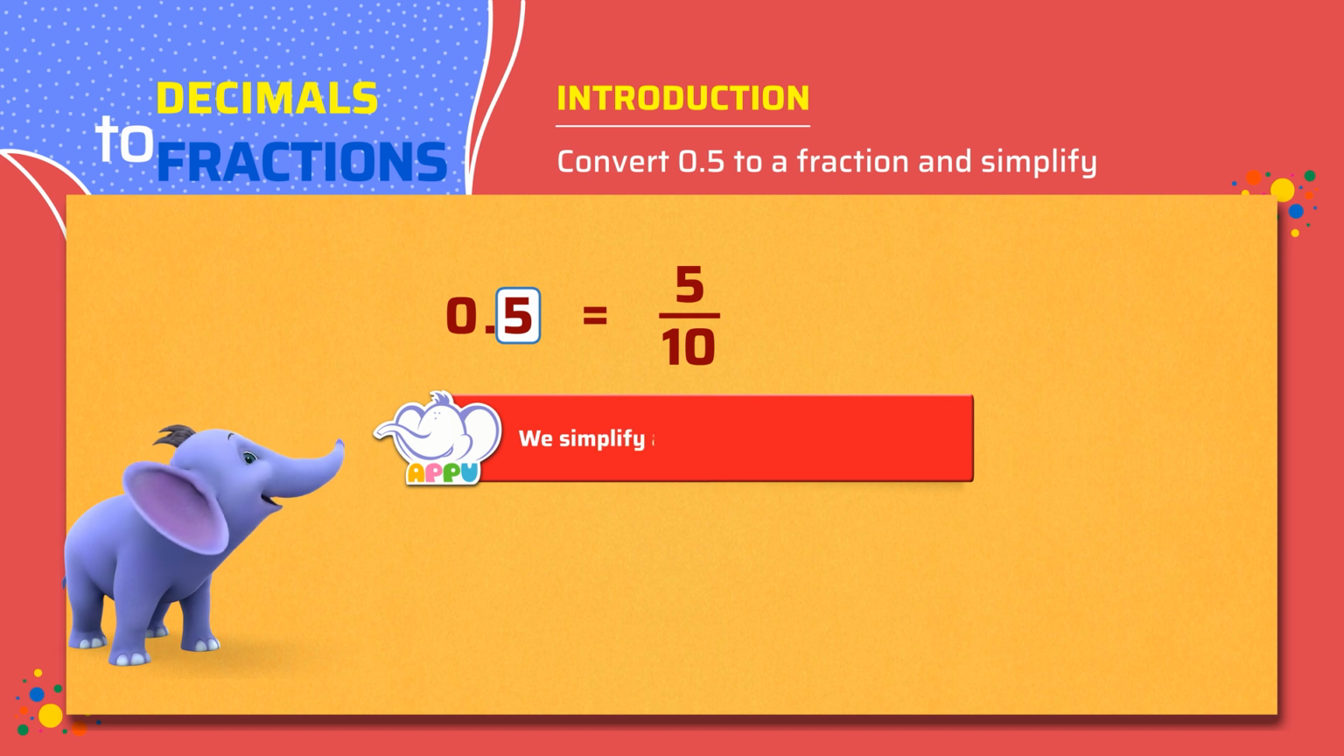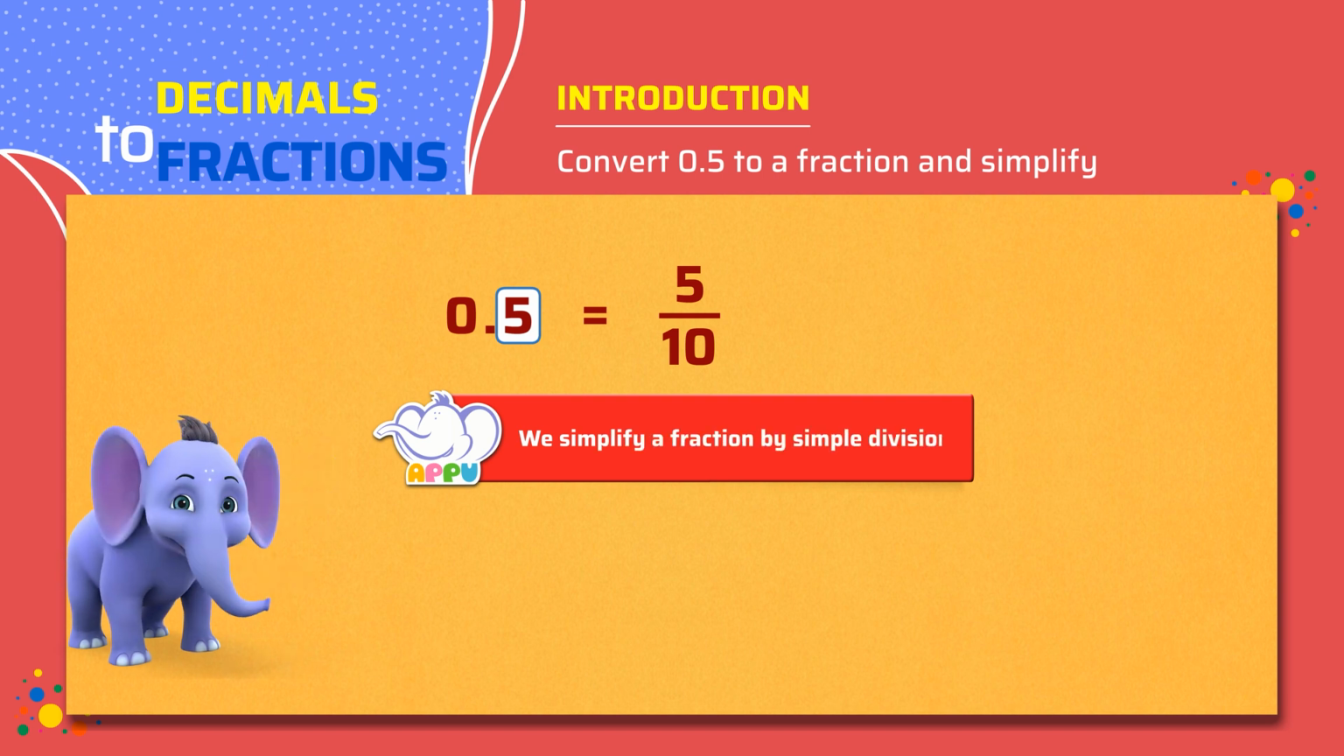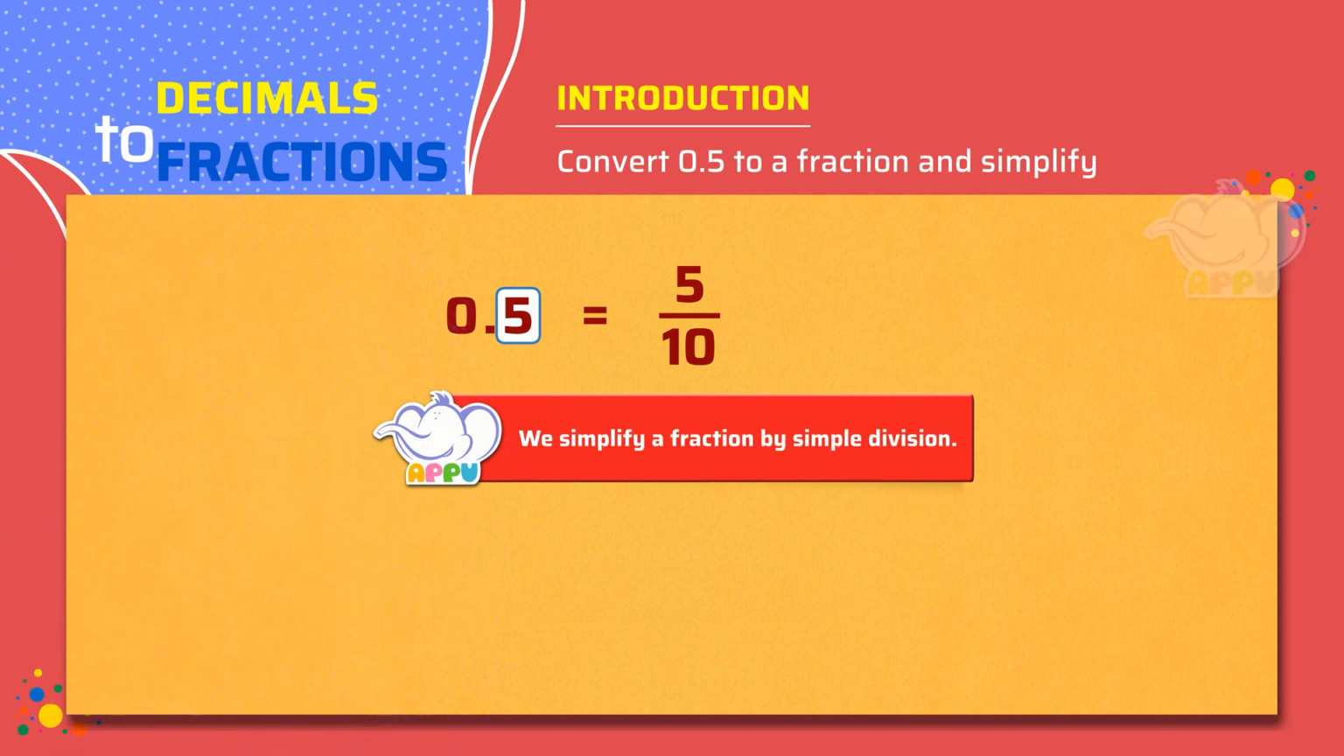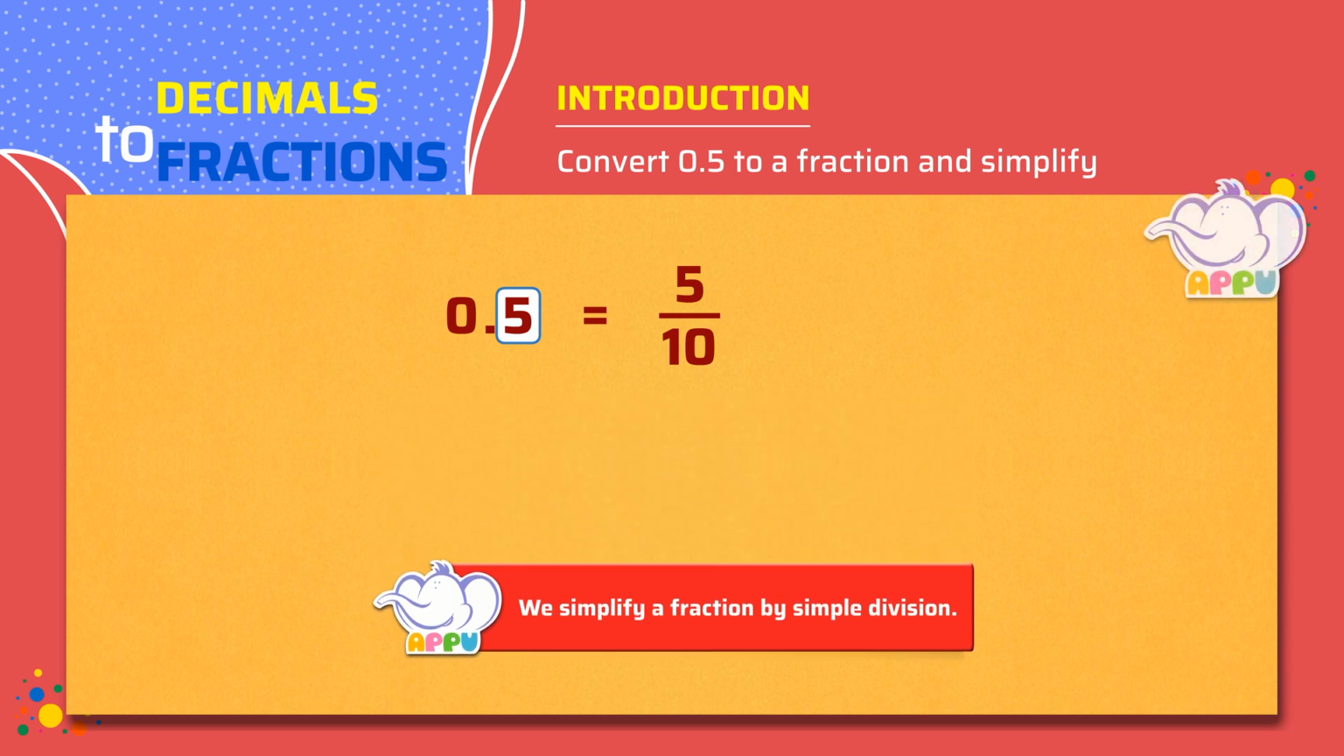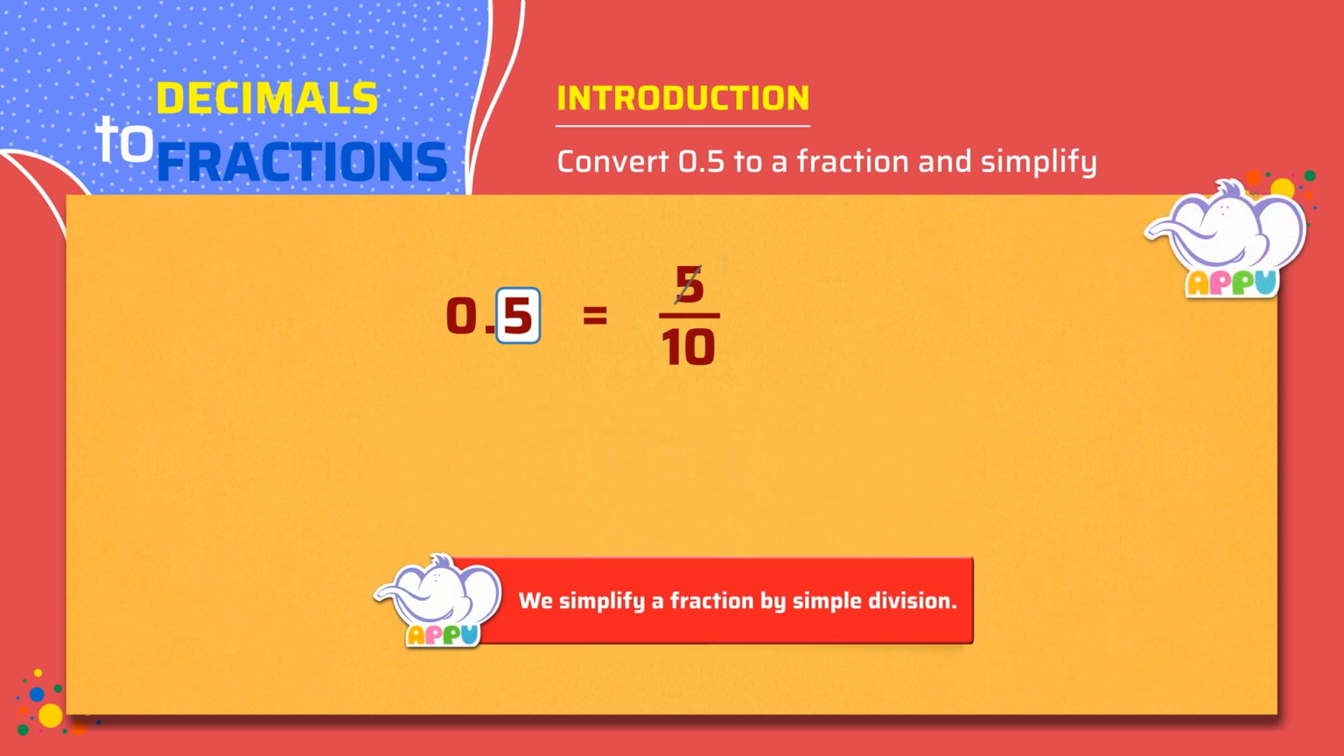We simplify a fraction by simple division. 5 divides 5 once and 5 divides 10 two times. So 0.5 is equal to 1 by 2 after simplification.